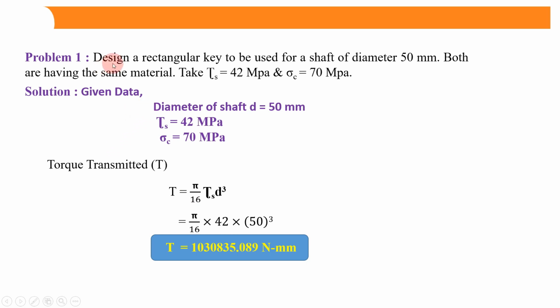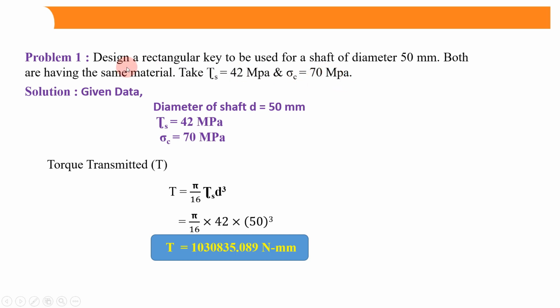The problem number 1 is: design a rectangular key to be used for a shaft of diameter 50 mm. We need to design a rectangular key for a shaft of 50 mm diameter. Both key as well as shaft have the same material. Take shear stress tau equals 42 MPa, which is 42 Newton per mm square, and sigma c equals 70 MPa, means 70 Newton per mm square.